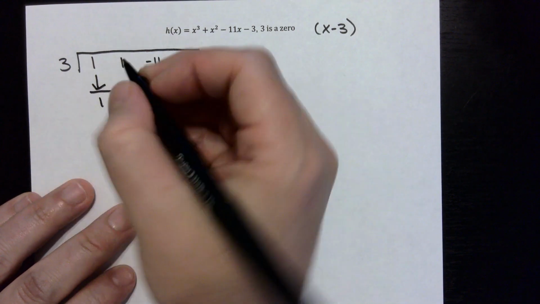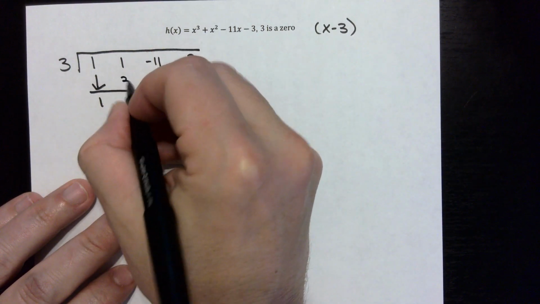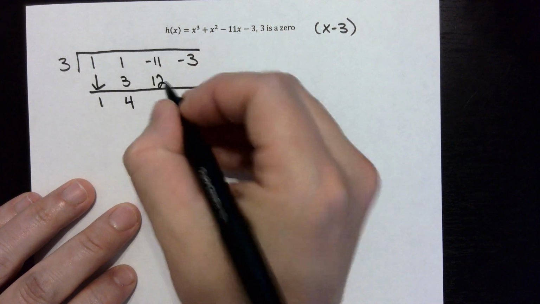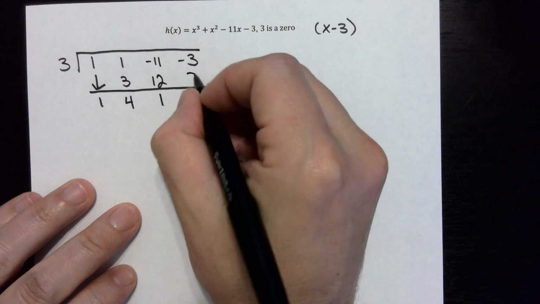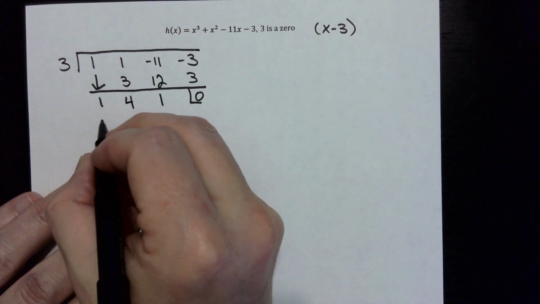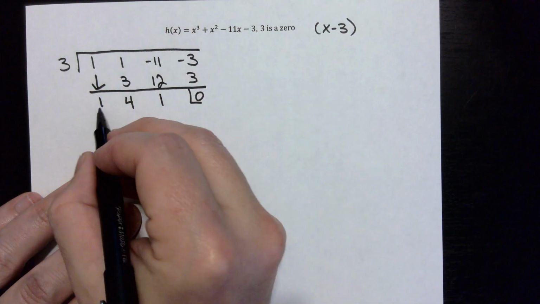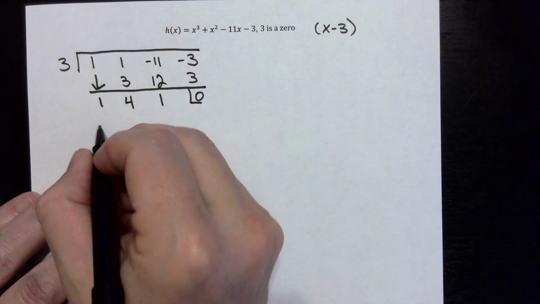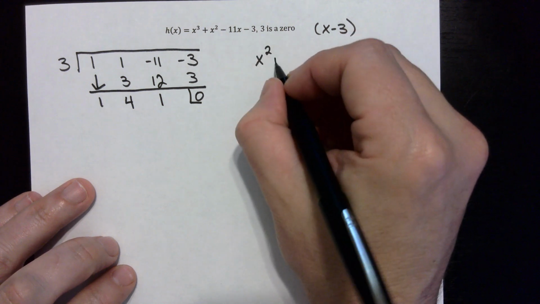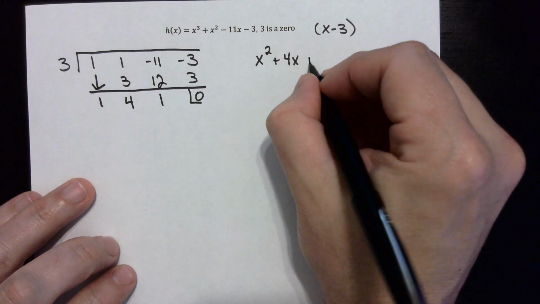Drop down that first one and then start. 3 times 1 is 3. Add these, you get 4. 3 times 4 is 12. Add these, you get 1. 3 times 1 is 3. Add these, you get 0 as expected. So remember, we knocked down the exponent by 1, so this will be our x squared, our x, and our number. So 1x squared, so just x squared, plus 4x plus 1.